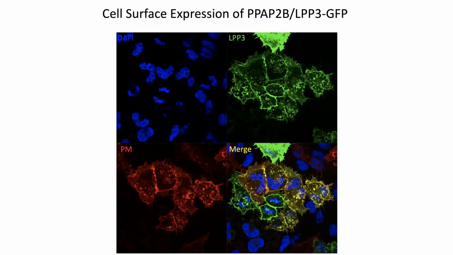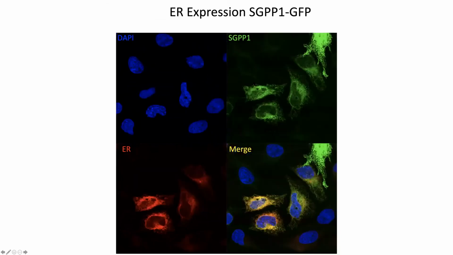So just showing that to validate or verify that LPP3 is expressed at the cell surface of the cells, maybe in some vesicles. Very different from SGPP1, which is expressed intracellularly in the ER. So clearly different locations.